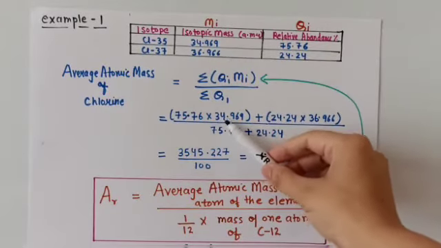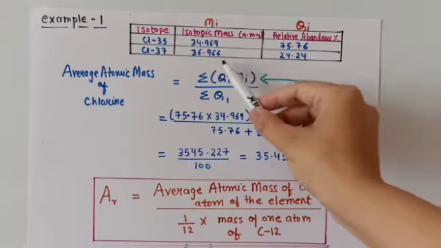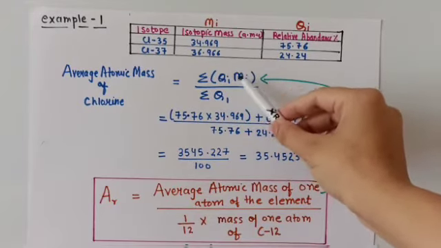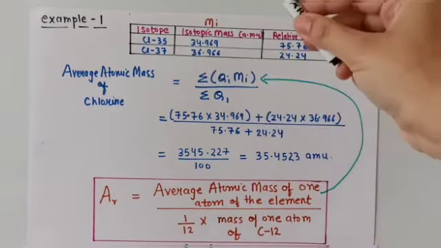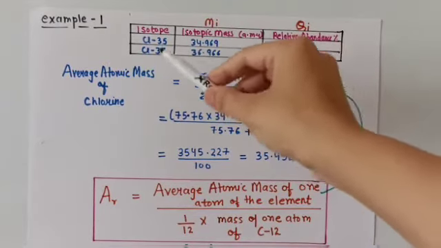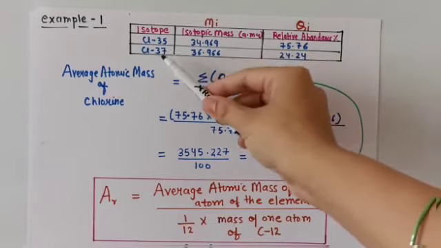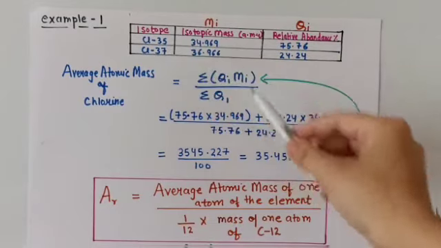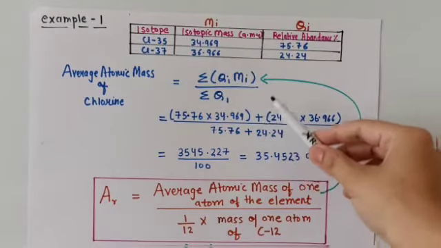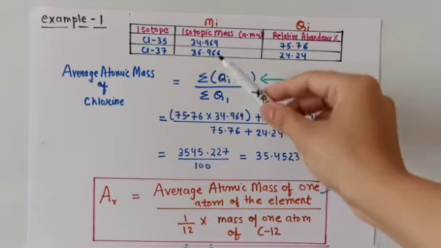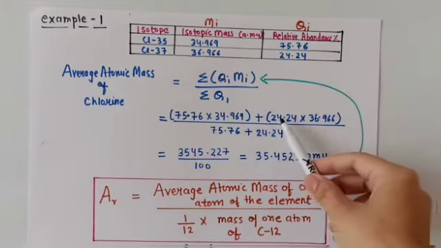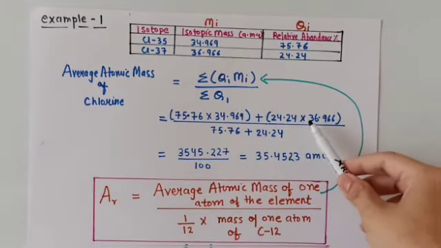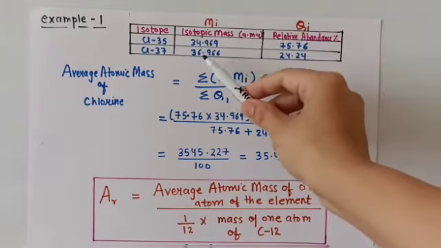Isotopic mass is 34.969. And now it's the summation. Summation means we have to take another isotope. What is the other isotope? The other isotope is chlorine 37. So add this way: chlorine 37 has a relative abundance of 24.24 multiplied by its isotopic mass.